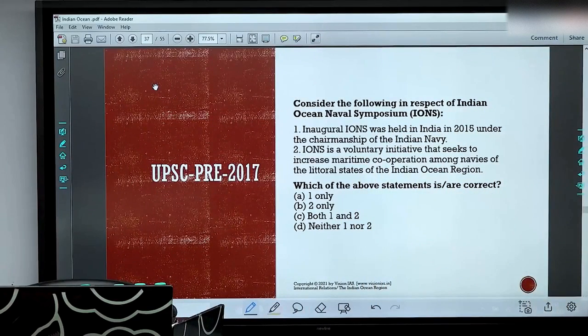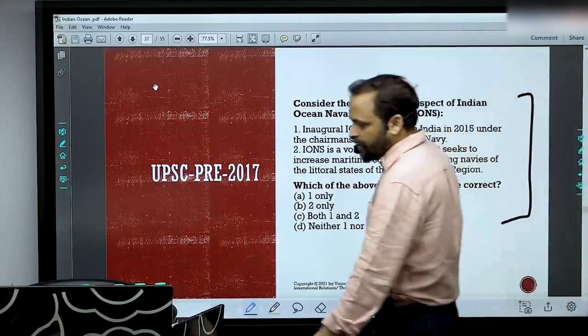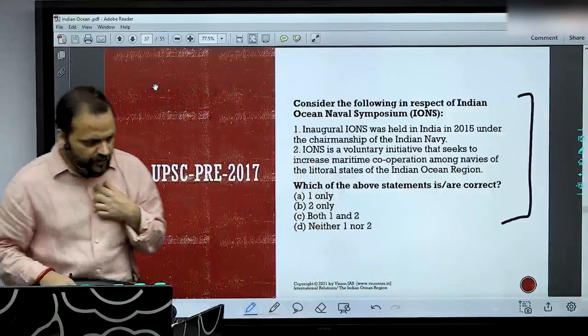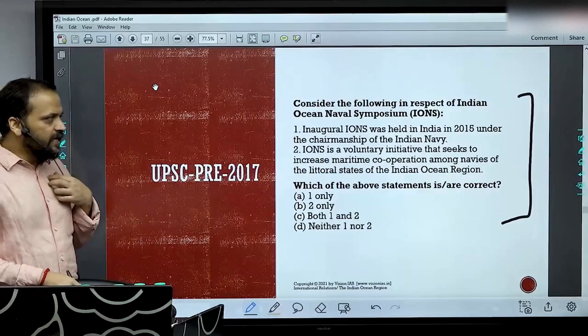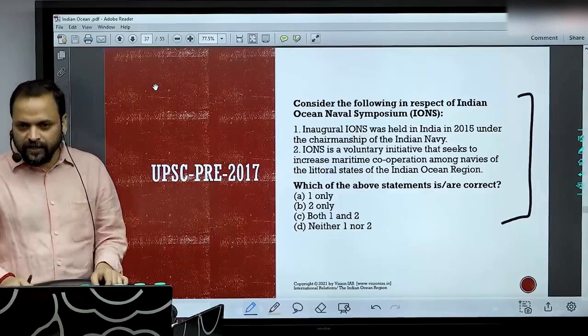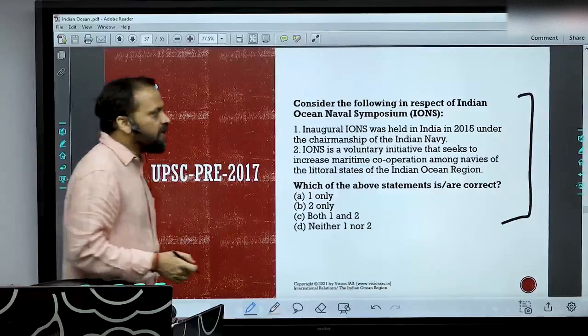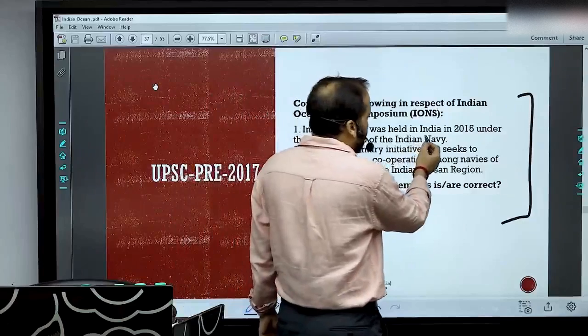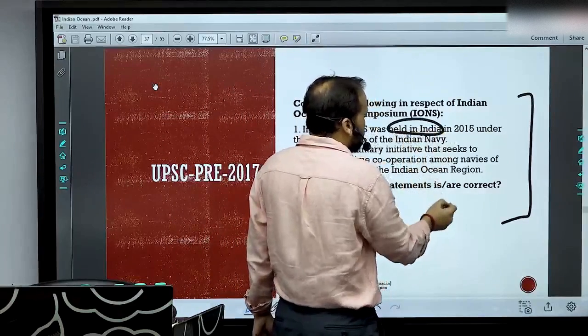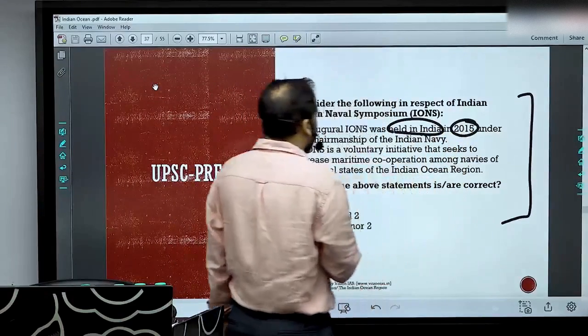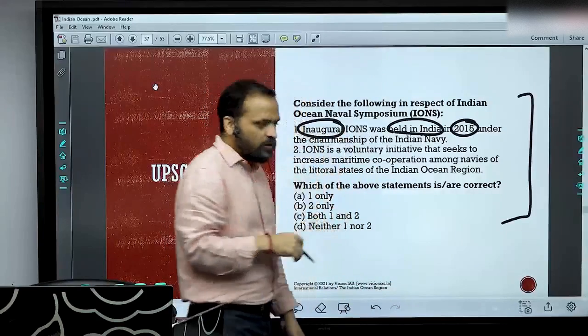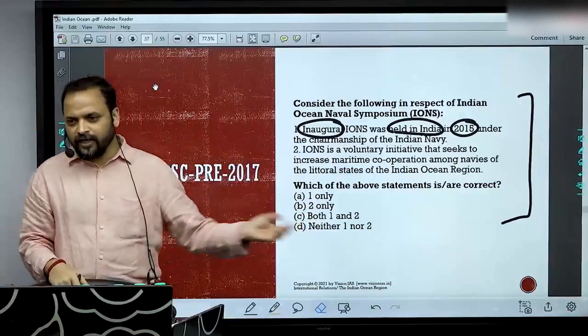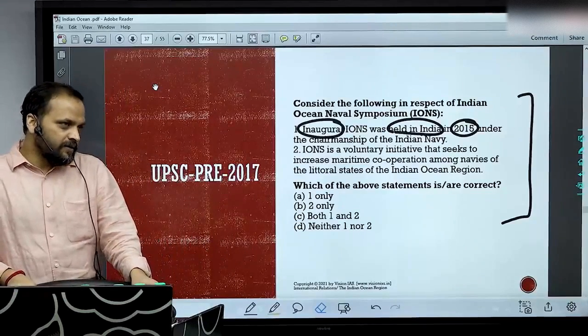Just to make sense of what questions they ask and how the answer comes. Consider the following in respect of Indian Ocean Naval Symposium. Inaugural IONS, the first IONS, was held in India in 2015 under the chairmanship of the Indian Navy. You have said this, but do you notice that there are three pieces of information: held in India, 2015, inaugural. Obviously, since it is IONS, the Indian Navy is hosting it.